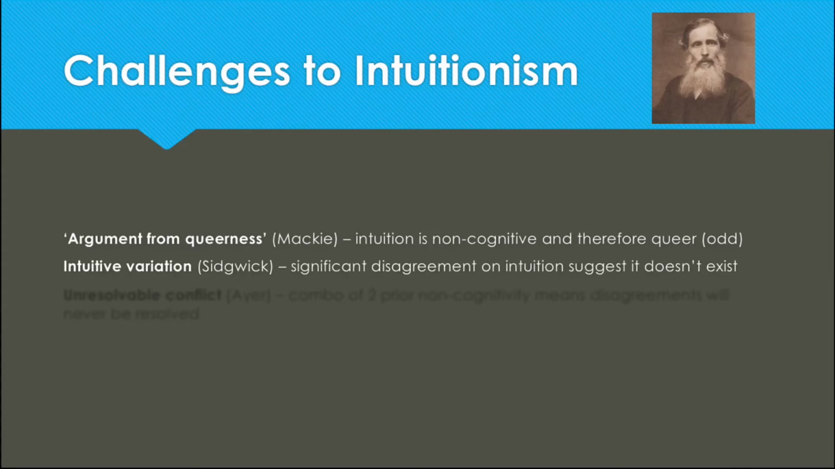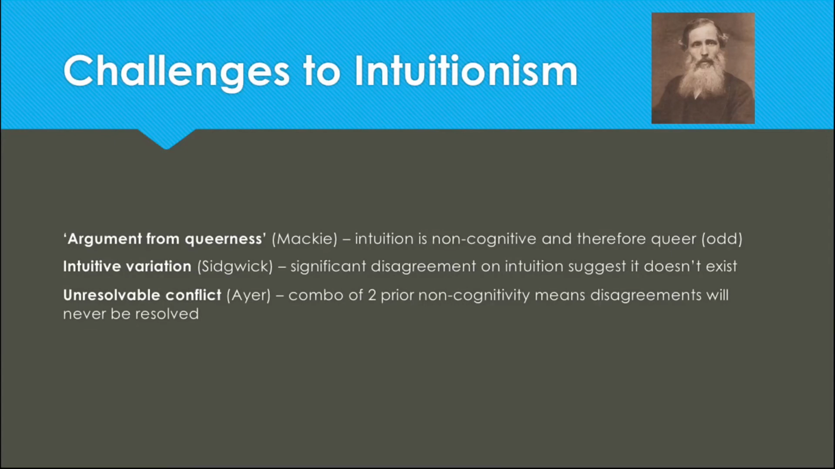Then you've got Sidgwick, who argues that because there is significant disagreement on the intuitive truths that Moore argues exist, this suggests that they don't, and therefore we can reject intuitionism. And then you've got Ayer, who basically combines the two. He doesn't actually refer to either of them, he just kind of does it naturally. But because intuition is non-cognitive, the disagreements caused by intuition will never be resolved, and therefore we can reject the idea of intuitionism.